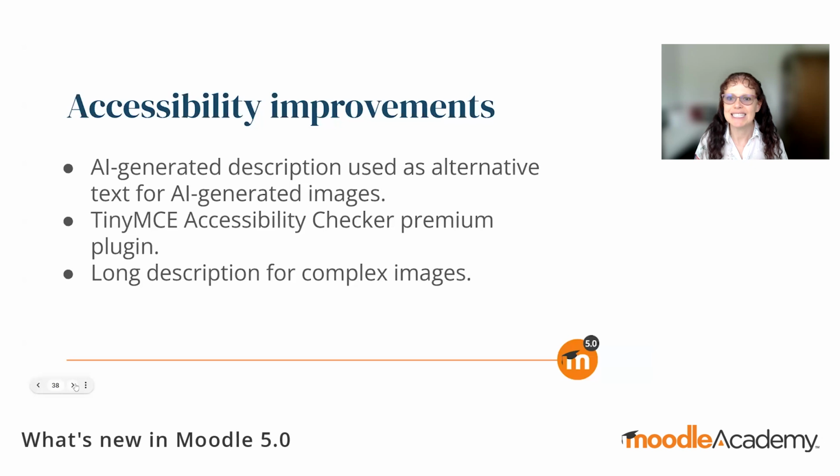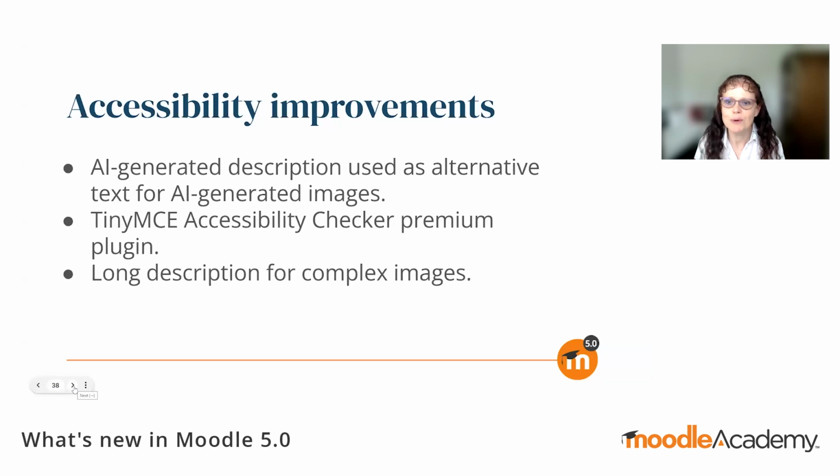Then on to accessibility improvements. If you're using AI to generate images, then in 5.0, a detailed AI-generated description of the image is used as alt text rather than what we have in 4.5, where the prompt text is provided by the user. Then, as requested by the community and by Tiny, the Accessibility Checker Premium plugin is available in 5.0 as an alternative to the free Accessibility Checker.